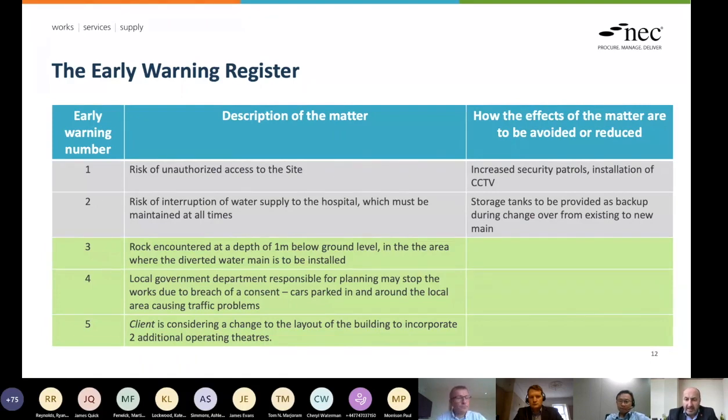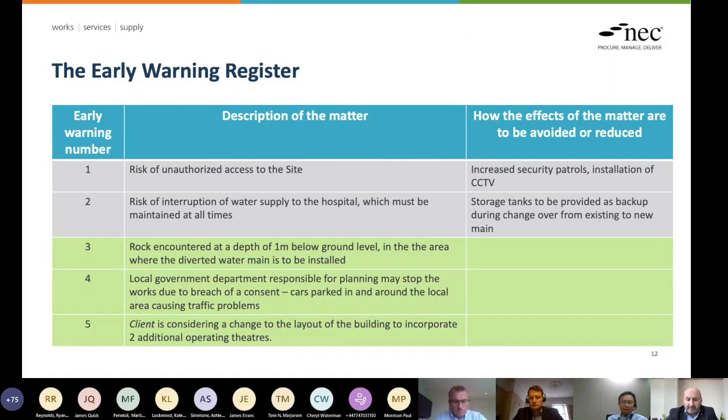Okay. I don't know who wants to pick this one up, but there's a question around, is there anything different between NEC3 and NEC4 in terms of the early warning process? I think it's mainly the terminology. As we mentioned earlier, the risk register in NEC3 has now become the early warning register. And we have an early warning meeting now, not a risk reduction meeting. I'm trying to think of anything. I can't remember any other major differences.